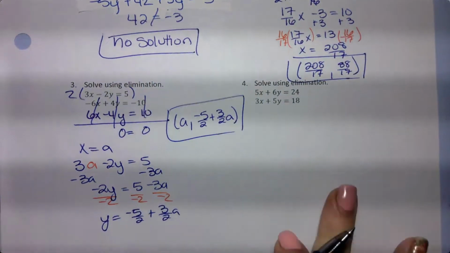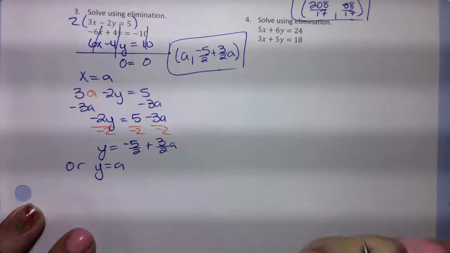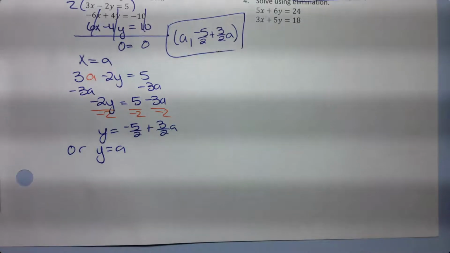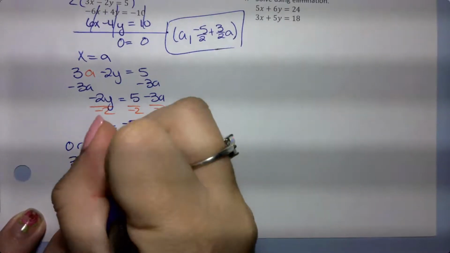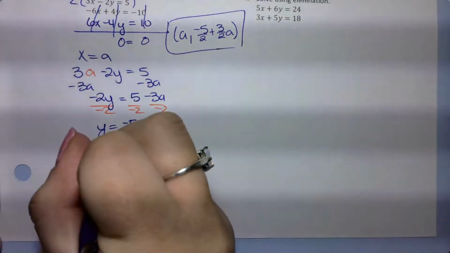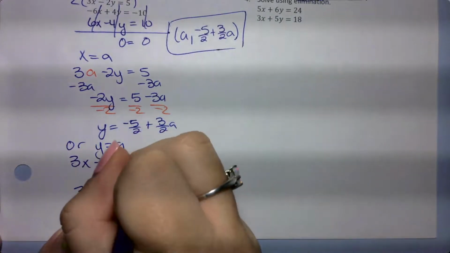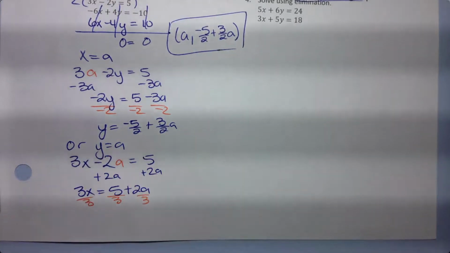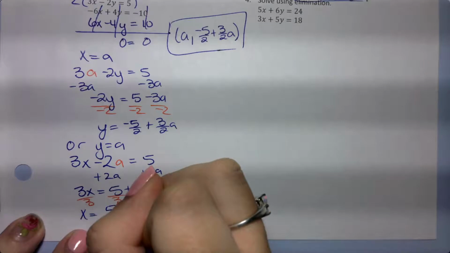I'm going to go ahead and solve this as if I had done y instead. So both of these will give me correct answers. It's just depending on which variable you chose to set equal to a. So if I make y equal a, plugging back into the first equation will give me 3x minus 2 times a equals 5. I want to go ahead and add the 2a to both sides. This will give me 3x equals 5 plus 2a. And then I would divide both sides by 3. So then I get x equals 5/3 plus 2/3 a.